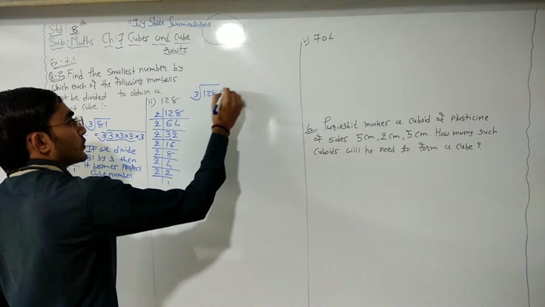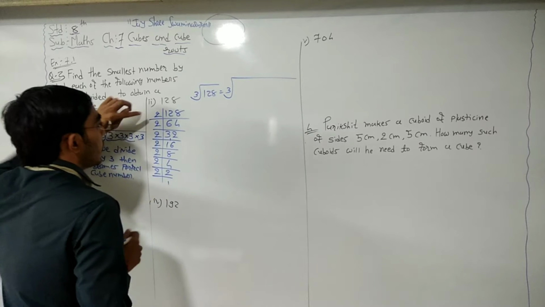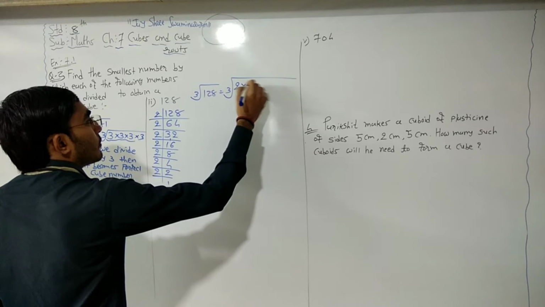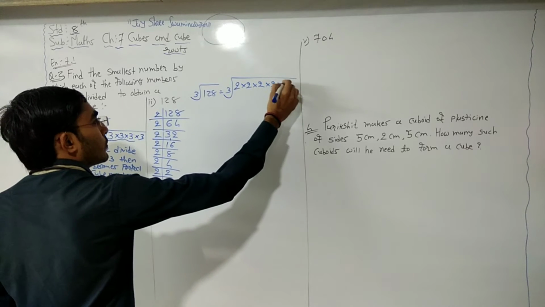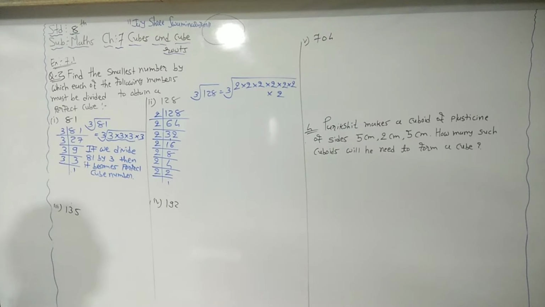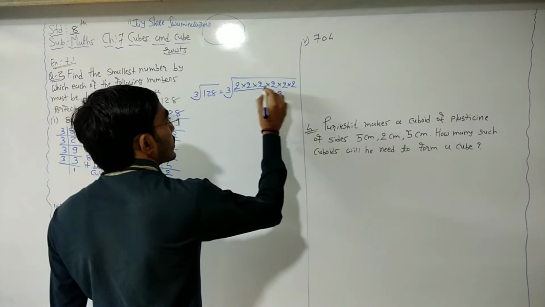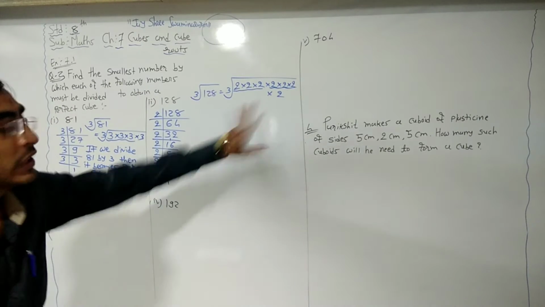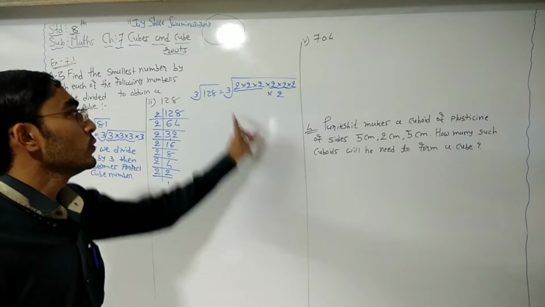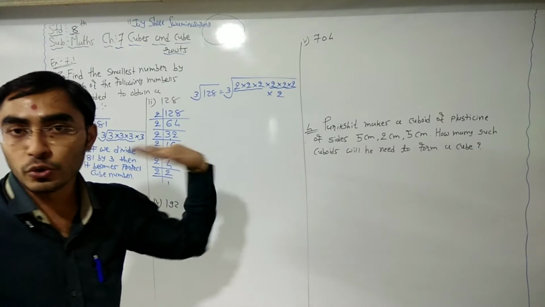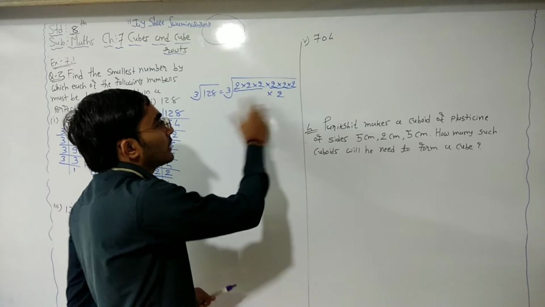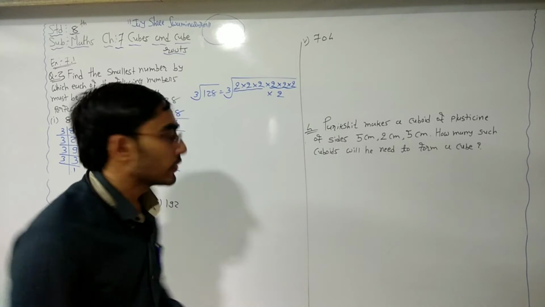Now the cube root of 128. We have 1, 2, 3, 4, 5, 6, 7: 7 times 2. Now make groups of 3 numbers. So first group, second group, and one 2 is extra, and we need to remove this 2. So what we need to do? We need to divide the number by 2, so this 2 cancels out.